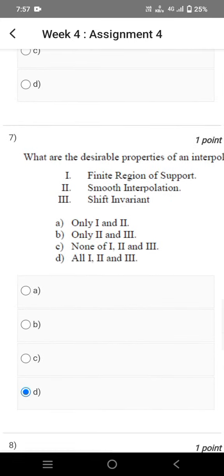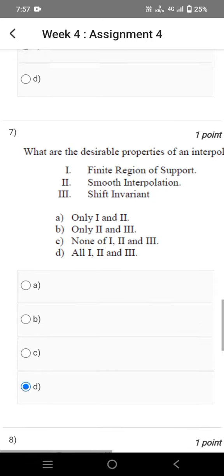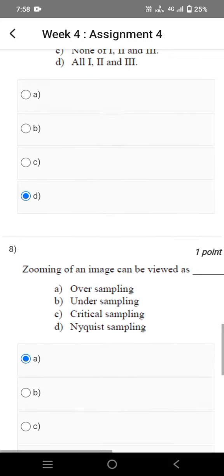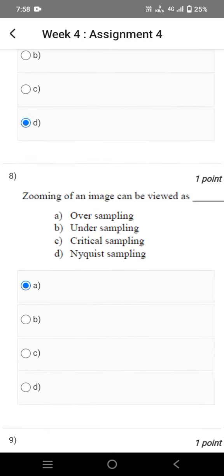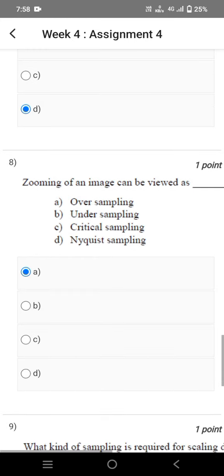Question seventh, the answer will be option D, that is all first, second and third: infinite regions of support, smooth interpolation and shift invariant. Eighth, zooming of an image can be viewed as. Answer A, oversampling.